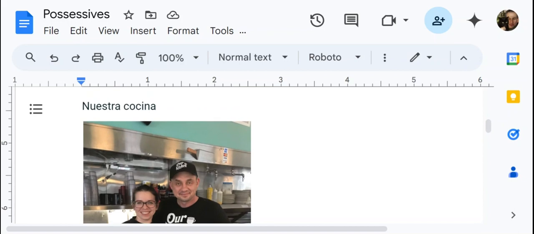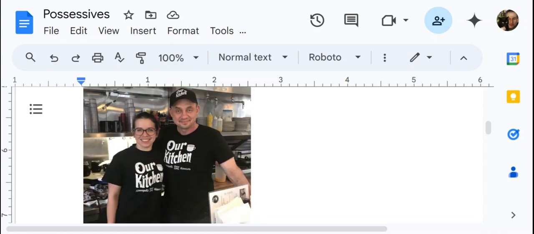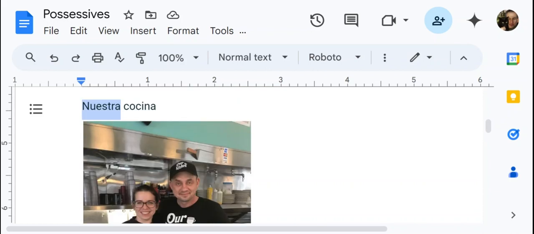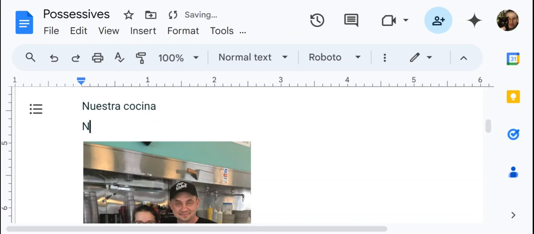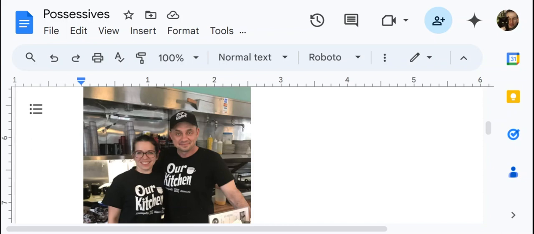Our kitchen. If we're talking about our, we can use either nuestra. Okay? But if we want to say our business, we would say nuestro negocio. The word business is a male noun. That's why we use nuestro. And kitchen is a female noun. That's why we use the female form.